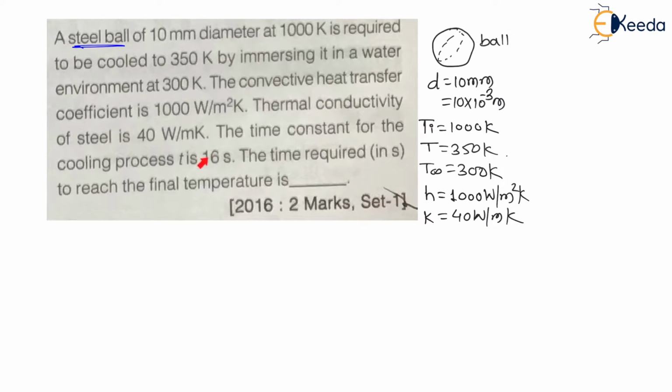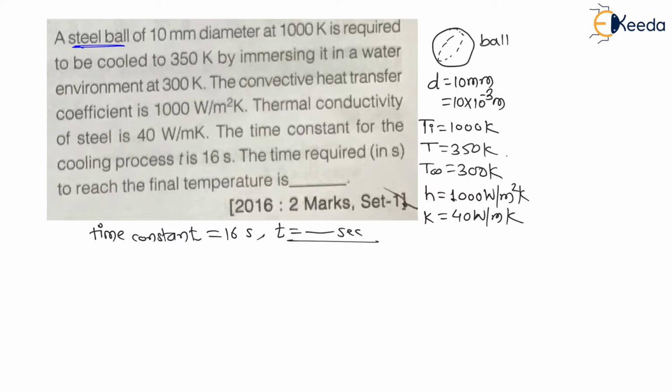Now this is not time, my dear students. This is a time constant. Time constant is given here. I will tell you what a time constant is. The time constant is 16 seconds. It is not time. The question is to find time. The question is the time required in seconds to reach the final temperature. From 1000 Kelvin to 350 Kelvin, what is the time required? So here we have to find time, small t, in seconds. And time constant is given.